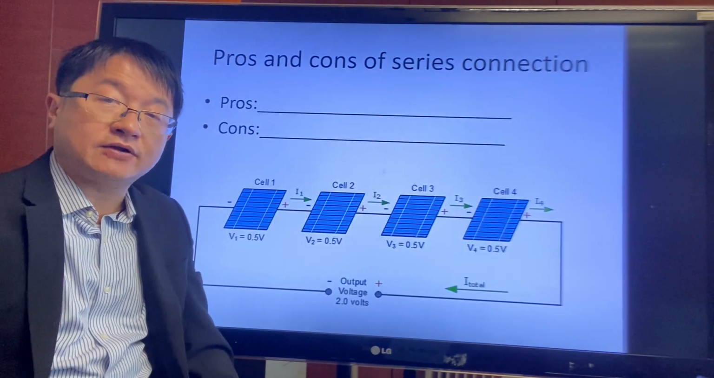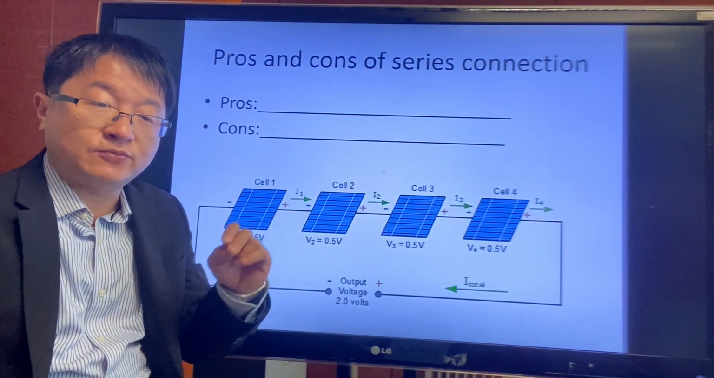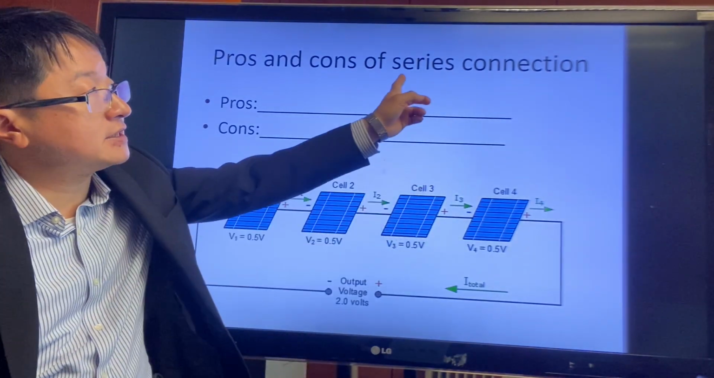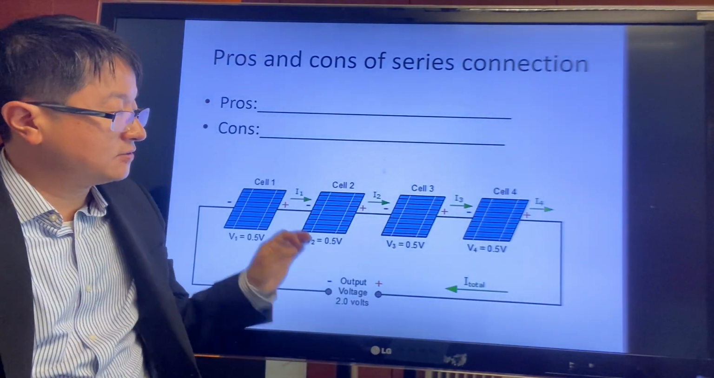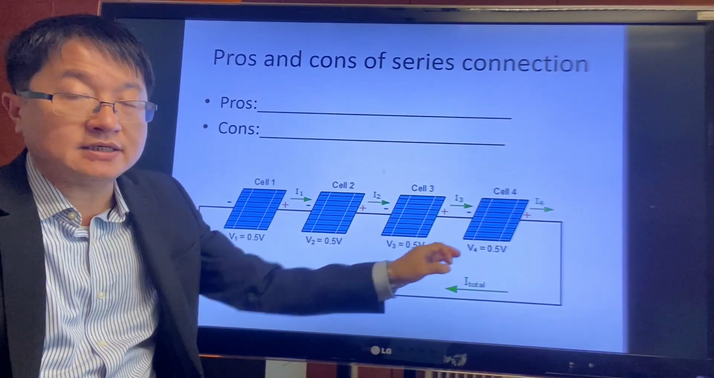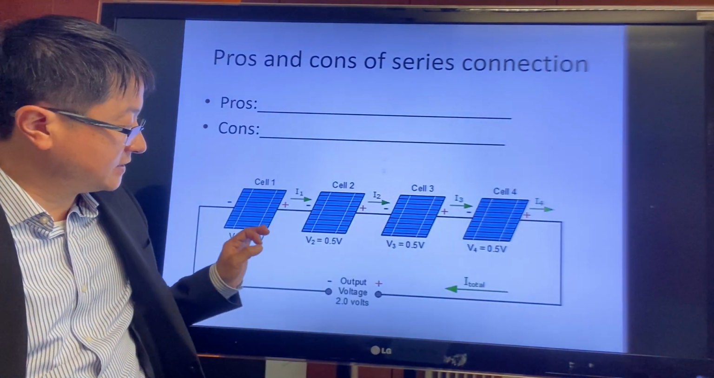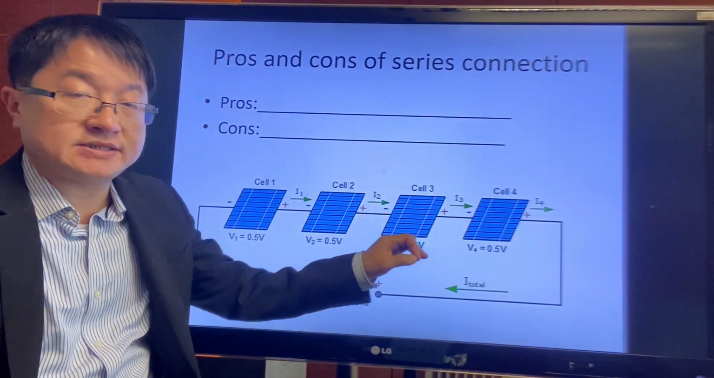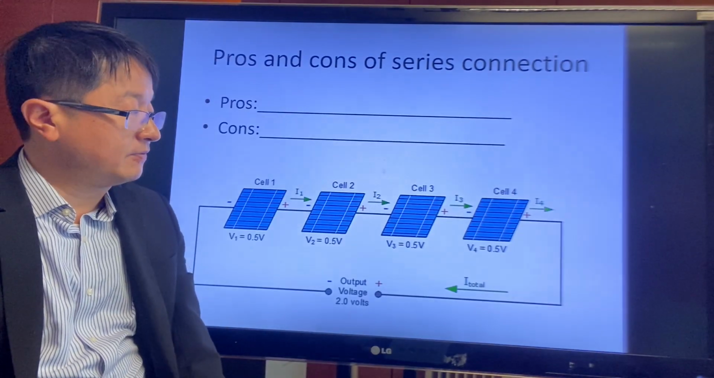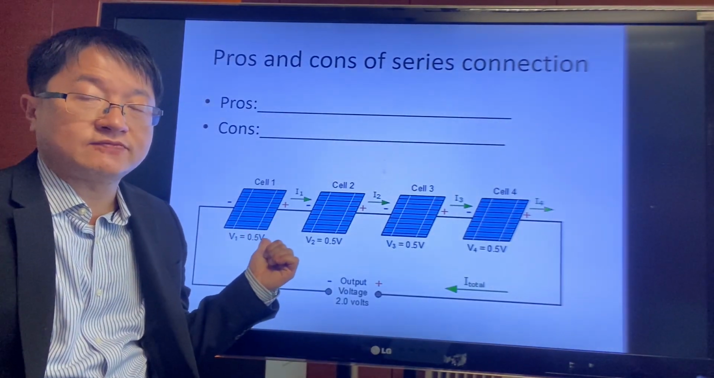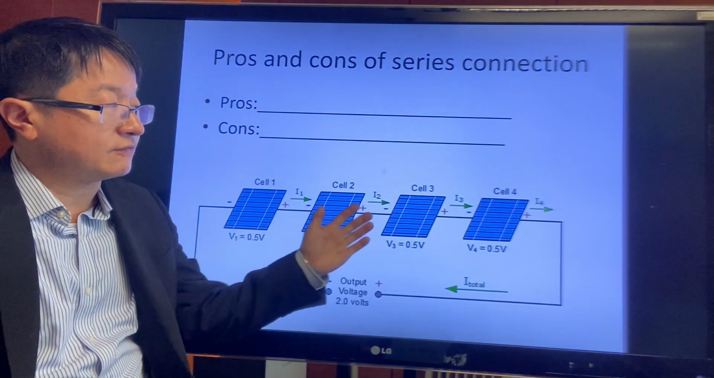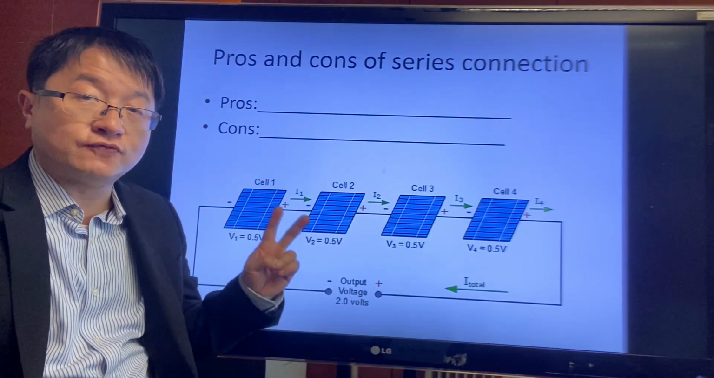So how can we connect them together? There are two methods. One is to connect them in series. So one PV cell connects to another so that the voltage can increase. For example, if each PV cell is 0.5 volt, if you connect 4 together, it becomes 2 volts.